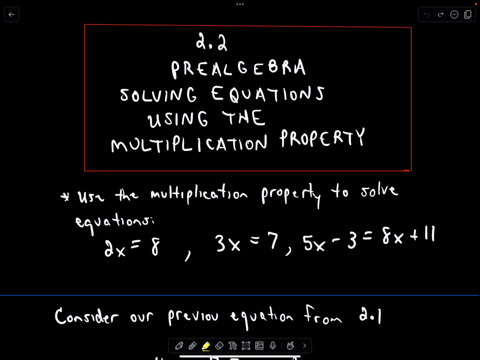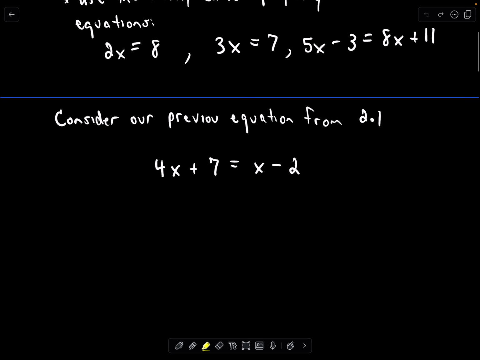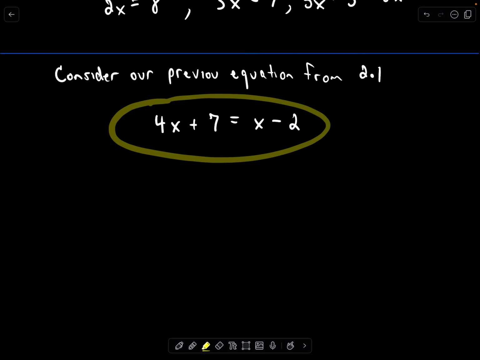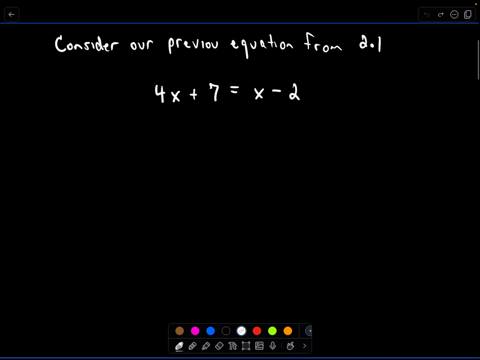And this is going to build off of 2.1 ever so slightly. So at the end of 2.1, I said, what if we have this equation 4x plus 7 equals x minus 2? Now, to do that, we would use the procedure from 2.1. We would put all of our terms involving x on one side of the equation and all of our constants on the other.